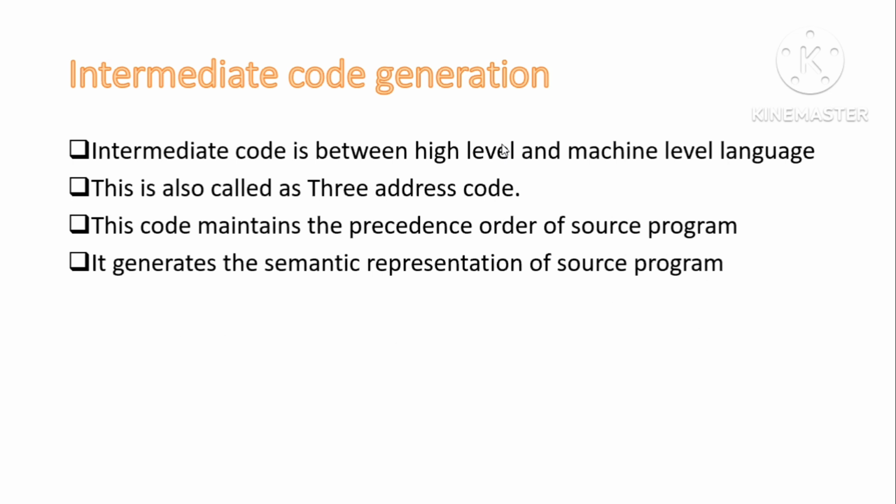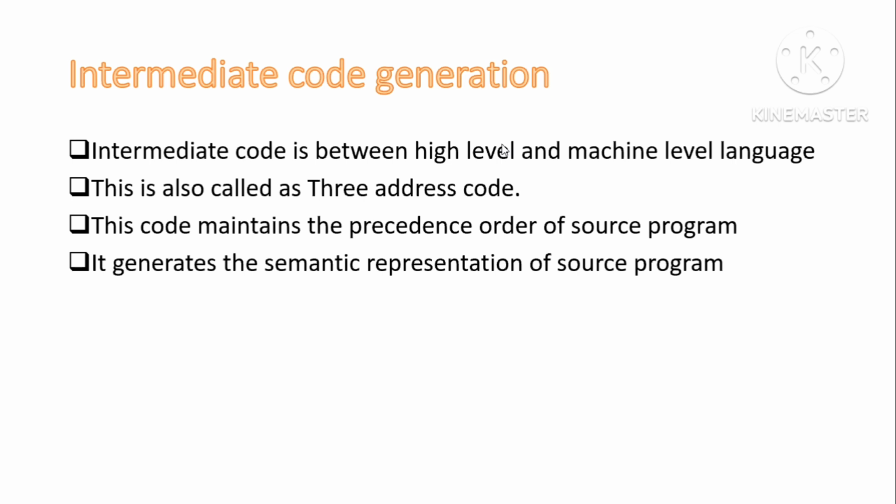Now what is meant by intermediate code? The intermediate code is a code which is placed between a high level and machine level language. So we can say it is a mediator level of code here. It is also called three address code. There are many forms of three address code here. We talk about postfix notation, quadruples, triples, and indirect triples. All these are called three address code.